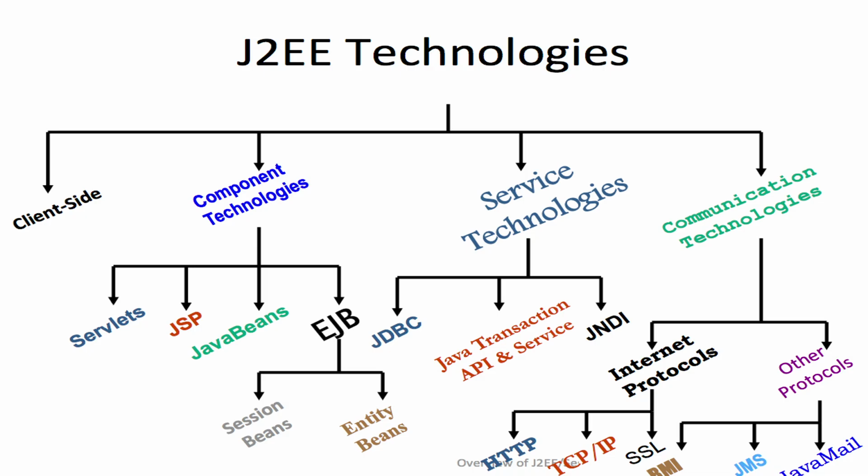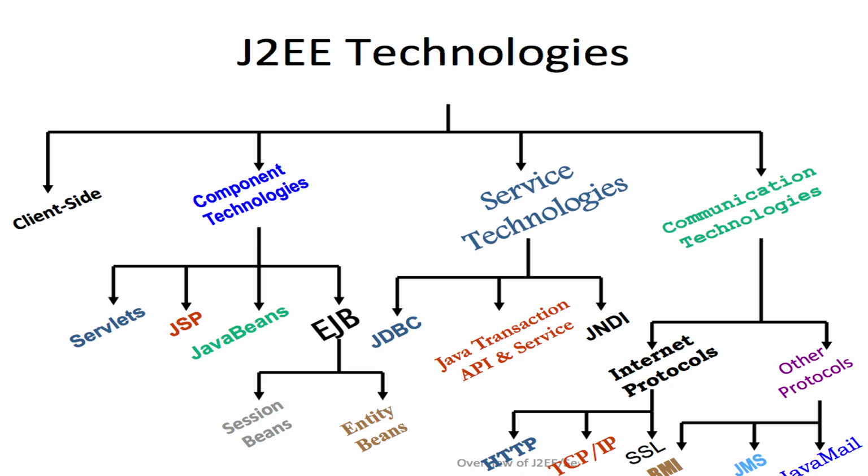Now see the service technology. We are discussing JDBC. This JDBC comes under service technology. So the combination of JDBC, Java Transaction API and services, as well as JNDI, Java Naming Directory Interface. The combination of these three is called service technologies.